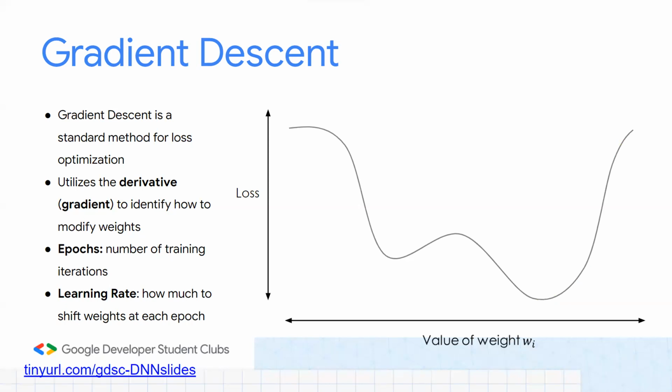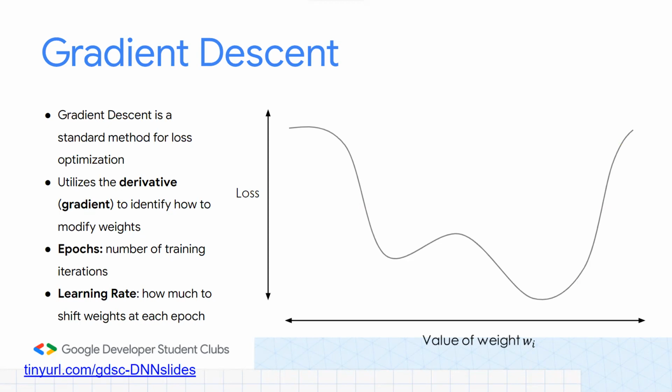Can someone tell me a potential problem with this? What's the case that it might not do exactly what we want in terms of optimizing loss? Back there. Exactly. You can accidentally find a relative minimum. So that's one of the key problems with these neural networks: when it tries to optimize and minimize that loss, it might get into a valley that isn't necessarily the absolute minimum.